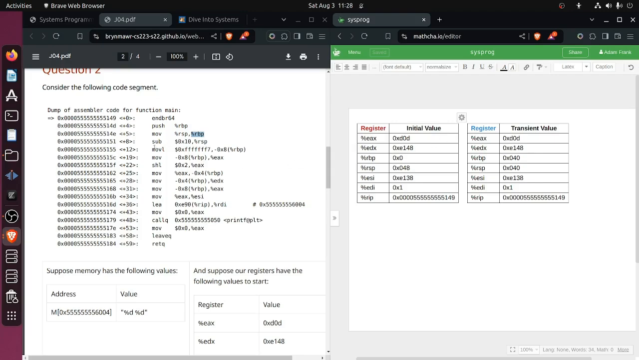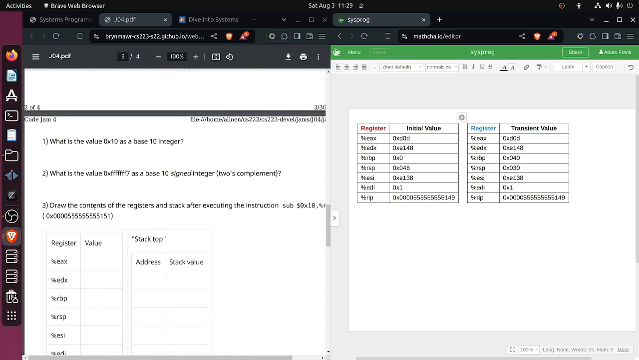Finally, we execute the line that was the whole point of this question, which is to subtract 10, well, 0x10, that's 16 in decimal, but in any case, you could almost imagine that it's 10, from the stack pointer. And there it is. So there is the answer to this problem of drawing the contents of the registers and stack. Well, I guess I am drawing the contents of the registers.